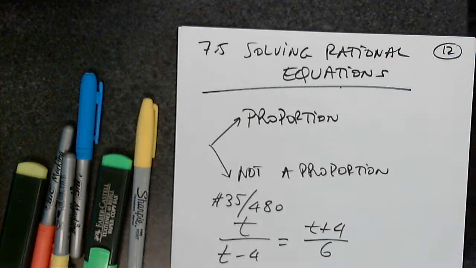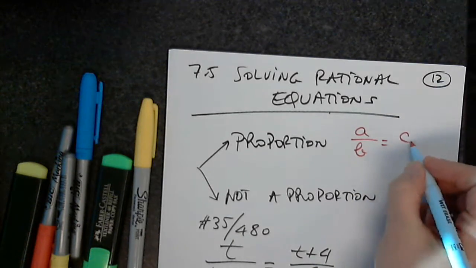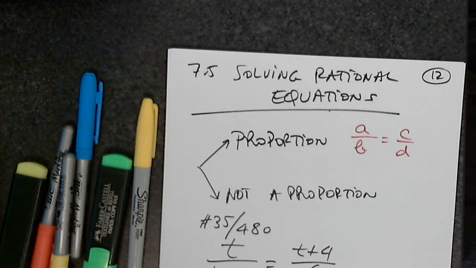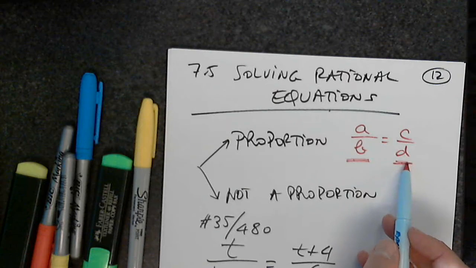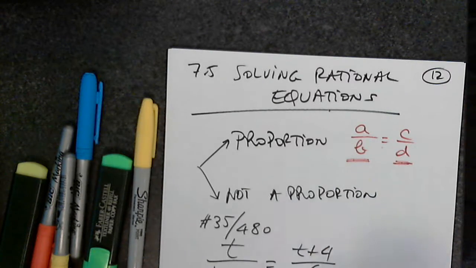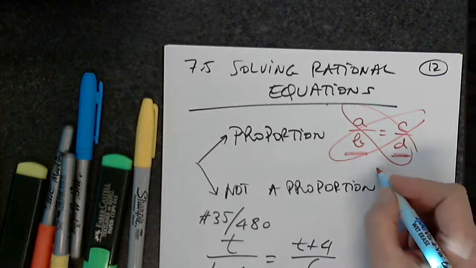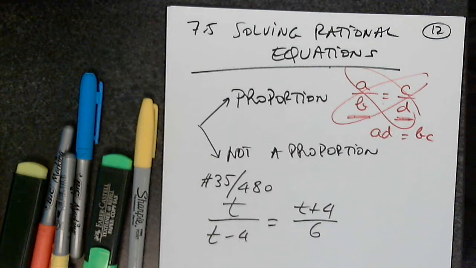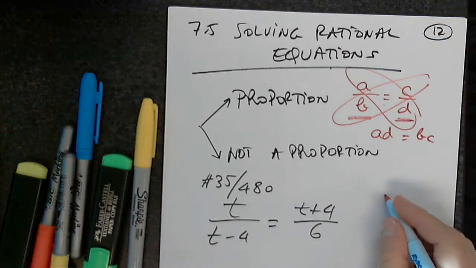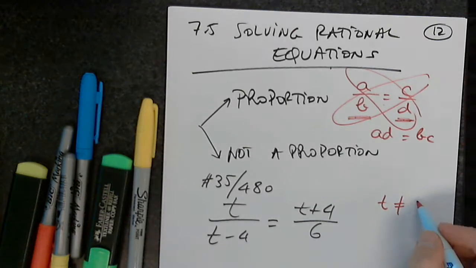Why do I say that this is a proportion? Because it is. A proportion looks like this: a over b equals c over d. Nothing else follows. 1 fraction on the left, 1 fraction on the right, and the equal symbol in the middle. Nothing else attached to the sides. In a proportion, and only in a proportion, I'm allowed to cross multiply. So then I will write ad equals bc. Is this a proportion? Yes. I have to state 1 restriction, because there is 1 denominator that has t in it: t not equal to 4.